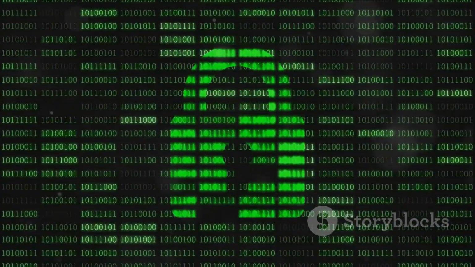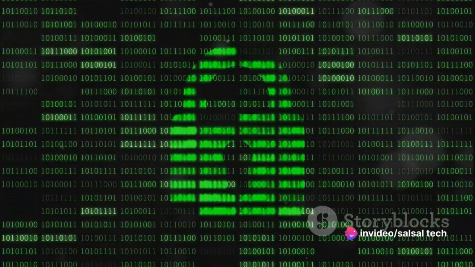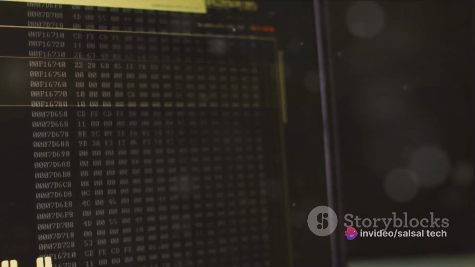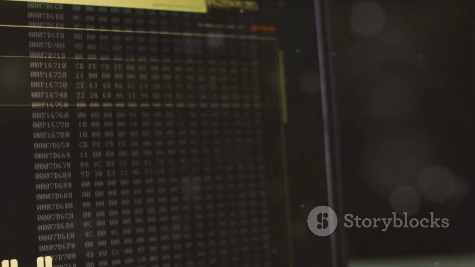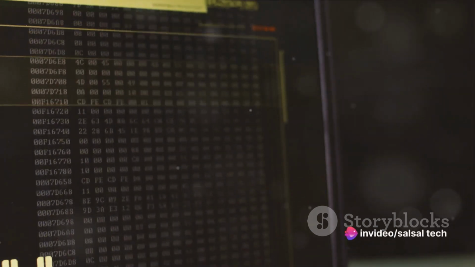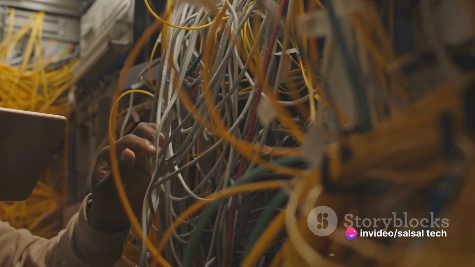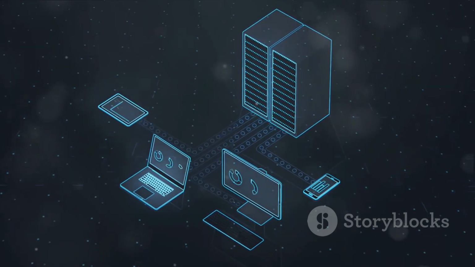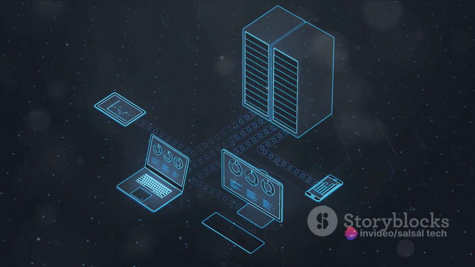The IPv4 protocol, which is still widely used today, has a little over 4 billion unique addresses. That might sound like a lot, but when you consider the sheer volume of devices connected to the internet, it's clear that we would have run out of addresses long ago without NAT. NAT helps us conserve these addresses by allowing multiple devices within a local network to share a single public IP address.